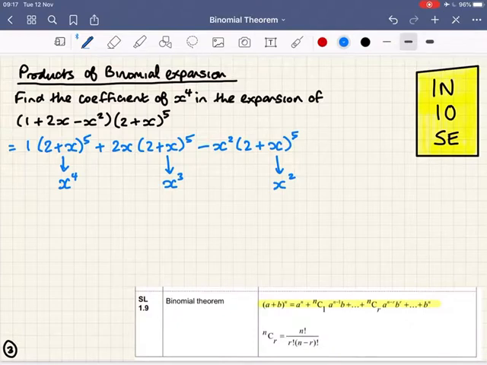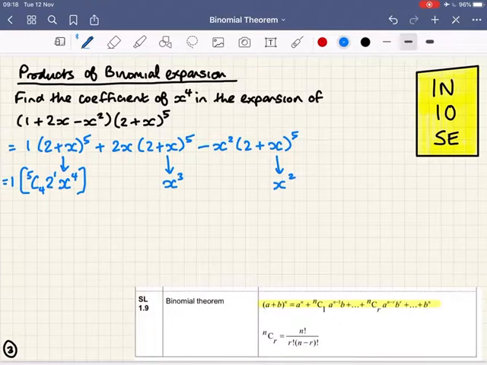Now, using my binomial formula below, to result in x to the 4, that must have come from, well, r is equal to 4 and n is 5, so I would have 5c4, 2 to the power of, well, it would have to be to the power of 1 because x is to the power of 4. So in this case, that would be my term that I'm interested in.